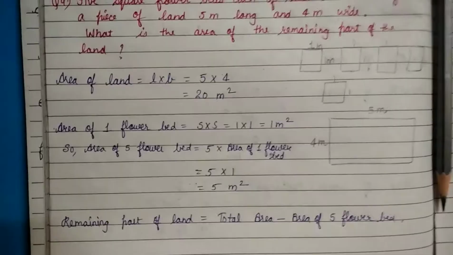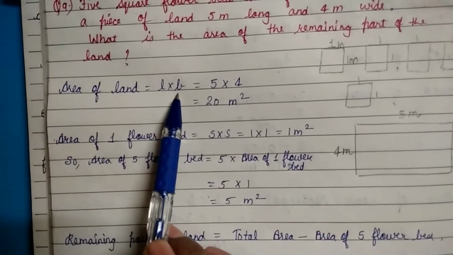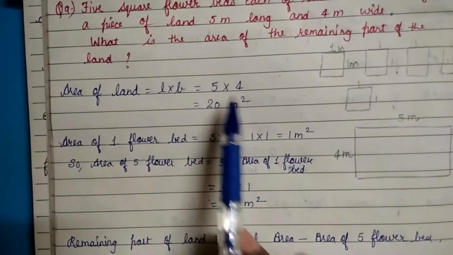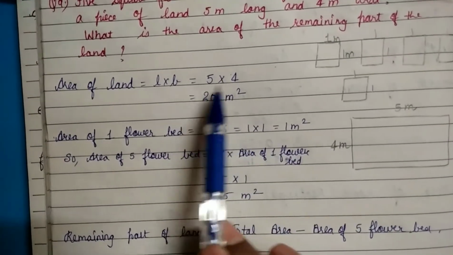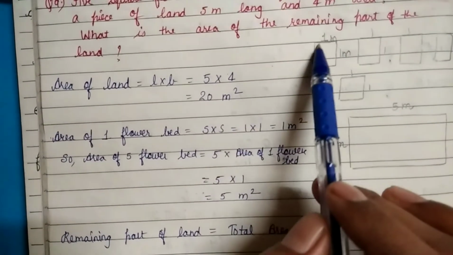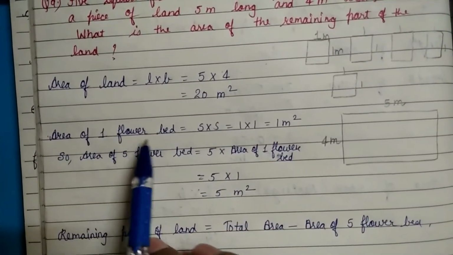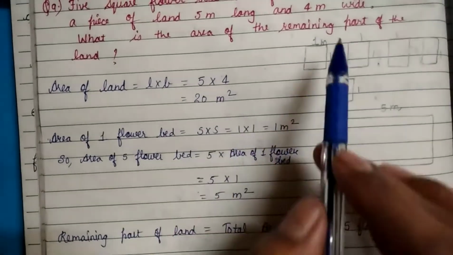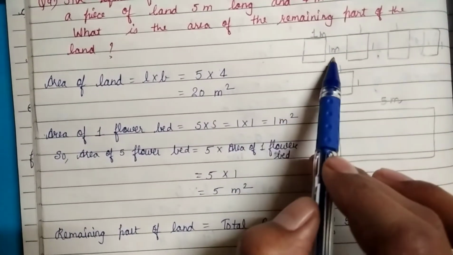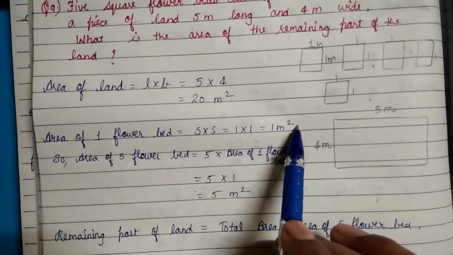Let's see. Now the solution: area of land is length into breadth. Length is 5 meter and the breadth is 4 meter. So 5 4s are 20 meter square. Now we will take out the first flower bed area, which is side into side. 1 meter is the side of each, so 1 into 1 will be 1 meter square.